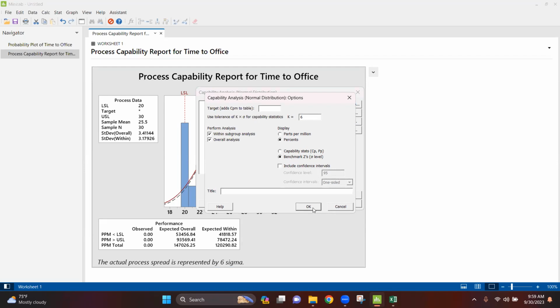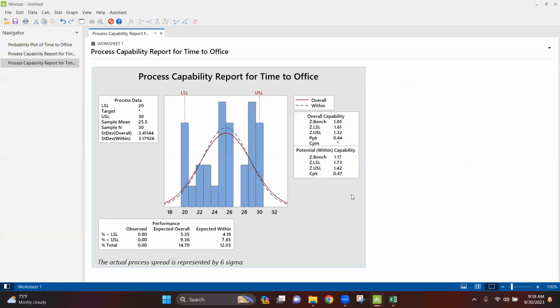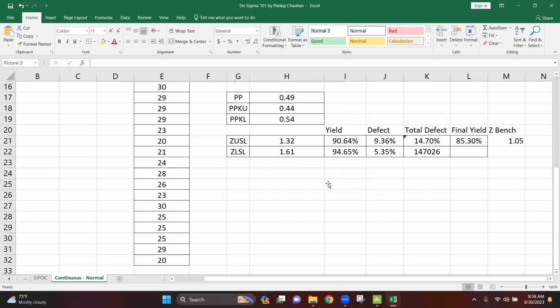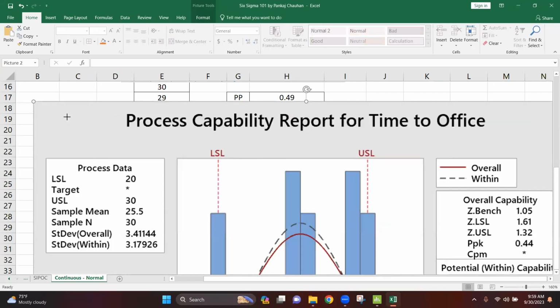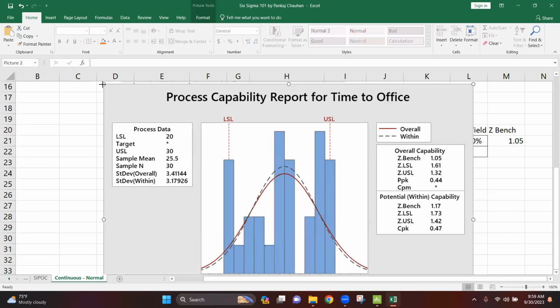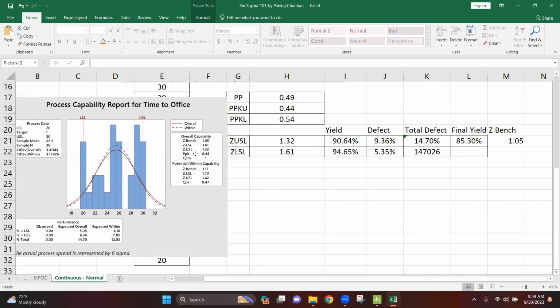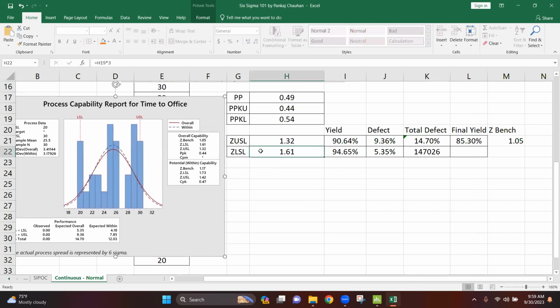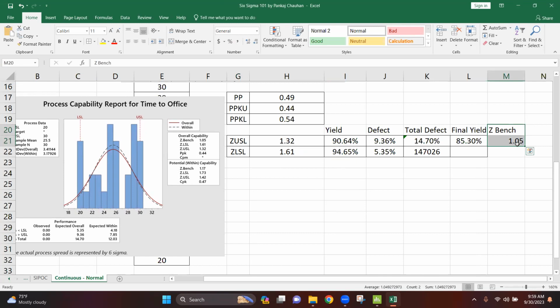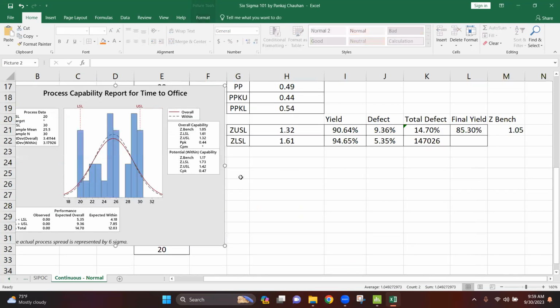I'm selecting benchmark, and now I will be comparing my benchmark sigma. Z bench you can see here is 1.05, ZLSL 1.61, and ZUSL 1.32. If I want to compare these values with what we have calculated: ZLSL is 1.61, which you see here as 1.61, ZUSL 1.32, 1.32 here, ZBench 1.05, and ZBench 1.05. So this is the way we calculate the capability.